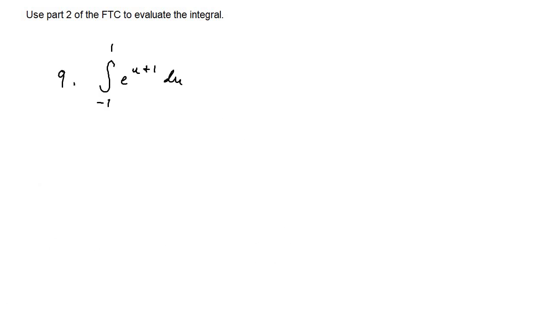Now for number 9, we have the integral from negative 1 to 1 of e to the u plus 1 du. Now using properties of exponents, I can actually break this up. So we have the integral from negative 1 to 1. I'm going to rewrite it as e to the u times e to the first, or just e, times du. Now e is just a constant, so I can take that outside of the integral and write it as e to the first, or e times the integral from negative 1 to 1 of e to the u du.